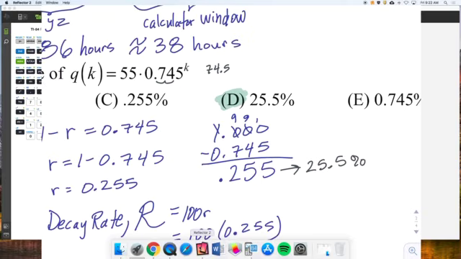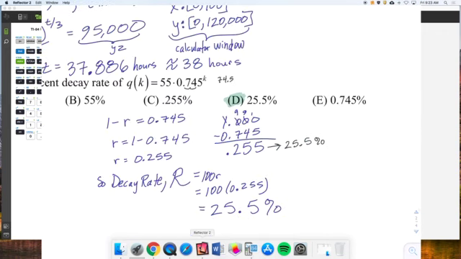So remember, if we lose 25.5% every cycle, we are retaining 74.5%. And that's what the base does. It tells you what the current amount is. Not how much you lost, but what is the current amount.